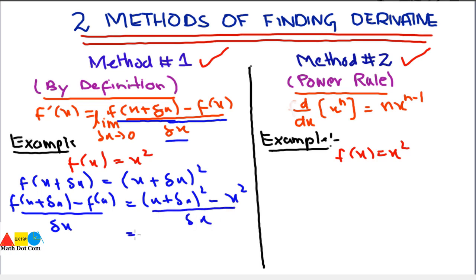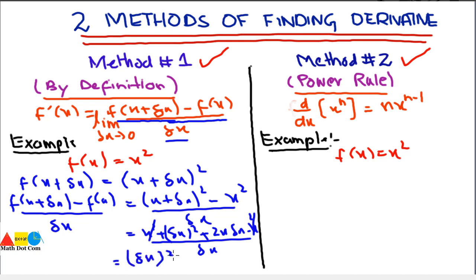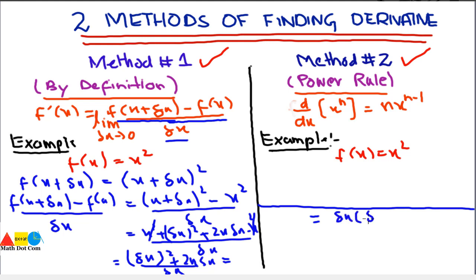So if we simplify it, we'll get x square plus del x square plus 2x del x minus x square divided by del x. Now this x square and this x square will be cancelled out. We will get del x square plus 2x del x divided by del x. Now taking del x common, I'll simplify the remaining portion here, it will be del x times del x plus 2x divided by del x. It will be cancelled out and we will be left with del x plus 2x.